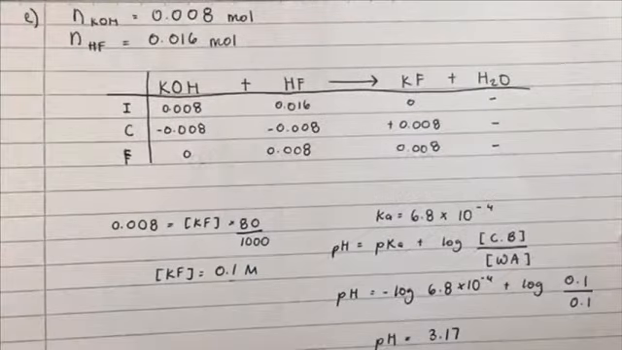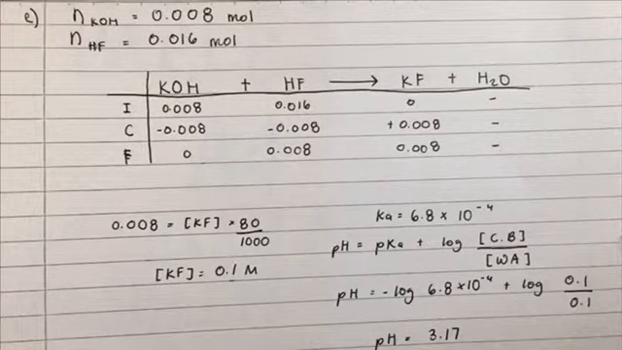The number of moles of KOH is 0.008 mole, and the number of moles of HF is 0.016 mole. So we use the ICF table to find the final moles of HF and KF. Since the lower mole amount is 0.008, you minus 0.008 at KOH and HF, and plus 0.008 at KF, and then you get 0.008 mole for the final moles of HF and final moles of KF.